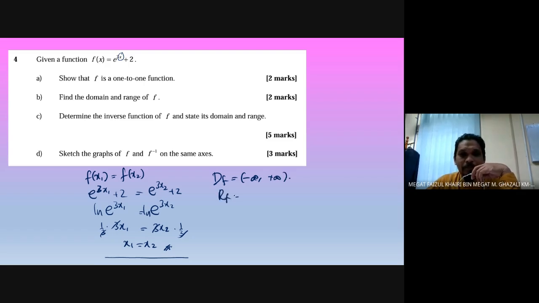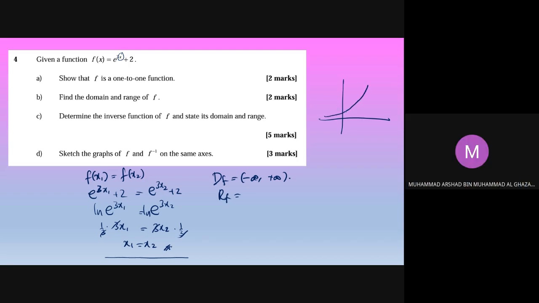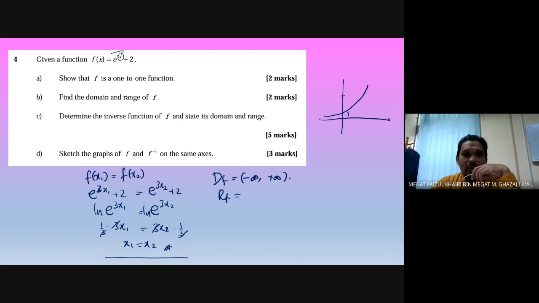And the range of f? Two, sir. Two to infinity. Okay, if we talk about e to the power of 3x, this is the graph of e to the power of 3x. But let's say x equal to 0, then e to the power of 3 times 0, 3 times 0 equal to 0, e to the power of 0 equal to 1.